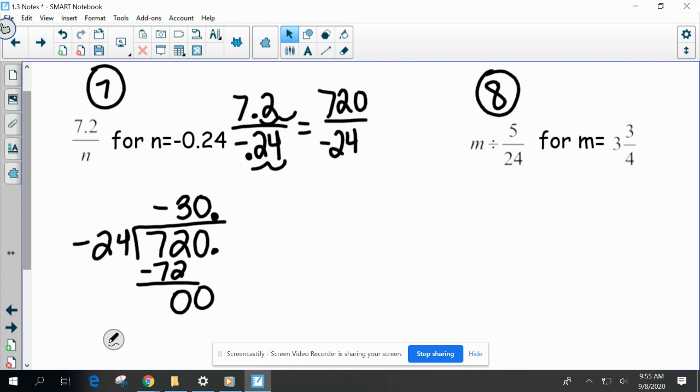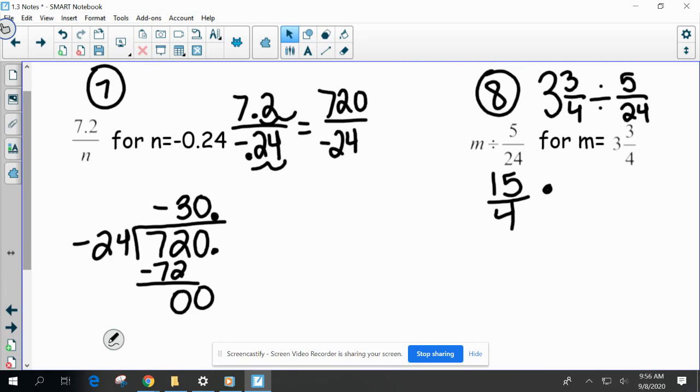Okay, number 8, we're going to substitute and then divide. So m divided by 5 over 24, and then m is 3 3/4. So 3 3/4 divided by 5 over 24. So I'm going to need to fix my fractions before I start. So 3 3/4, I need to make improper. Okay, so 15 over 4.